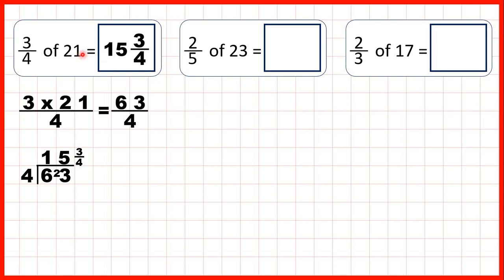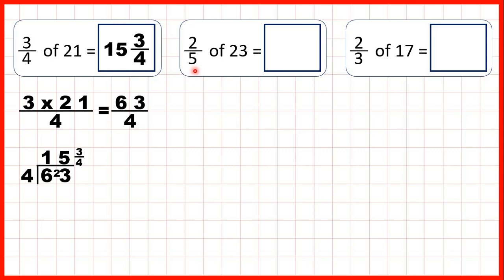So what we really did here was multiply 21 by 3. So multiply by the numerator first, and that gave us 63. And then we divided by 4. We just represented the division here as an improper fraction.